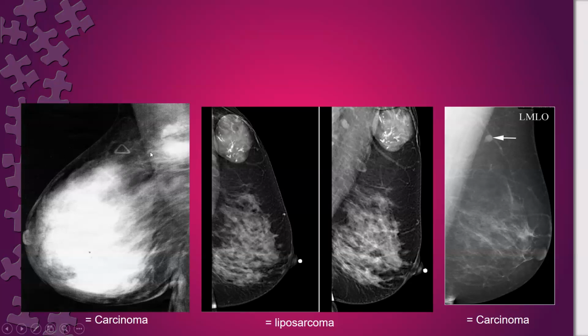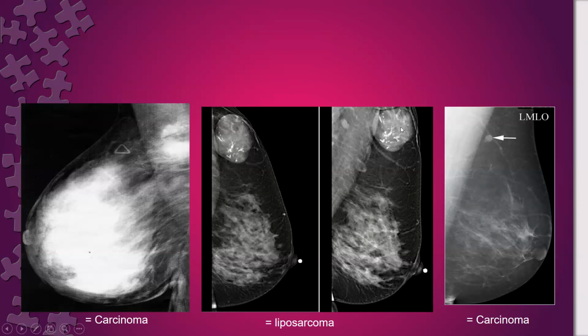Cancer in tail of Spence. Again, this mass was found to be in the tail of Spence. If you look here, there is a lesion extending superior lateral. This is an extended lateral view, and this is the MLO, but it is still anterior to the pectoralis. It's not within the axilla.